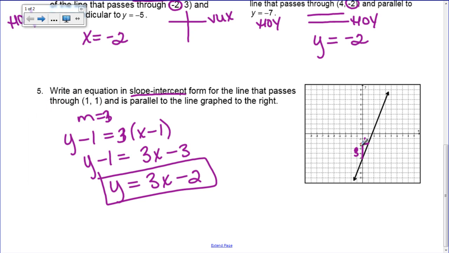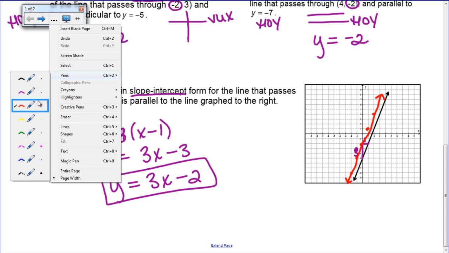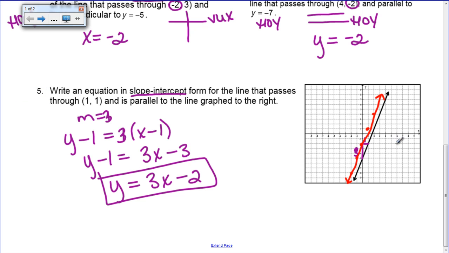So the y-intercept's at -2. It has a slope of what? 1, 2, 3 and over 1. 1, 2, 3 and over 1. And if I connect those points, even though I can't draw very straight, you should see that those lines end up parallel. They're not going to cross one another, and that's because their slope is identical.